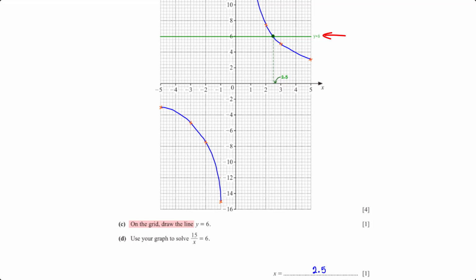Use your graph to solve 15/x equals 6. In other words, we are to find the x-coordinates of the intersection point between the graph of y equals 15 over x and the line y equals 6. On the grid, we see that the x-coordinate of this point is 2.5.